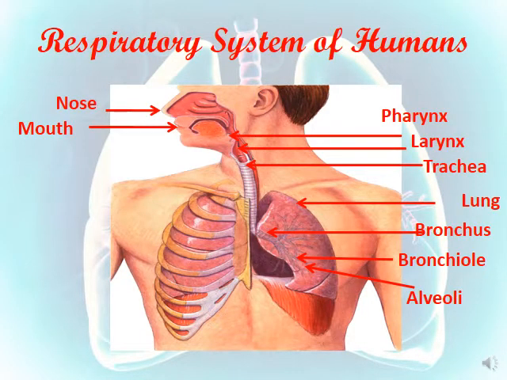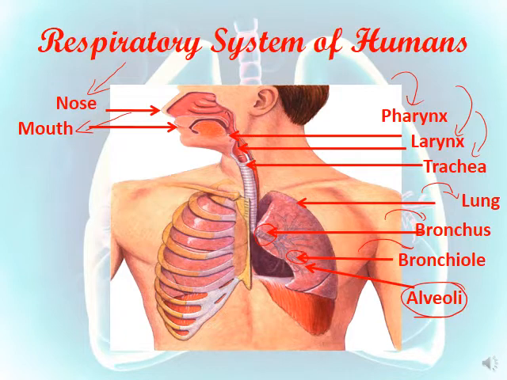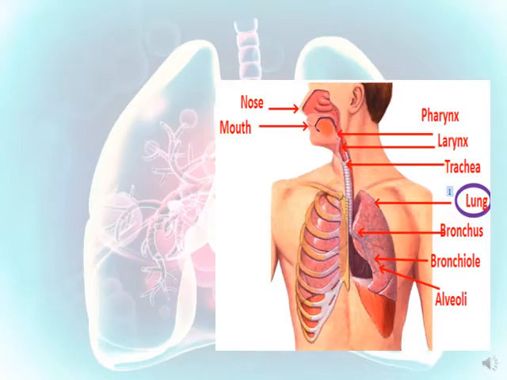So first of all, we identify the respiratory system of humans. We identify the different parts: the nose, the mouth, the pharynx, larynx, the trachea, the lung, which is the most important organ, the bronchus, the branches, the bronchus, smaller branches, they are the bronchioles, and finally we have the air sacs, which are the alveoli. So we said that the lungs are the most important organ.